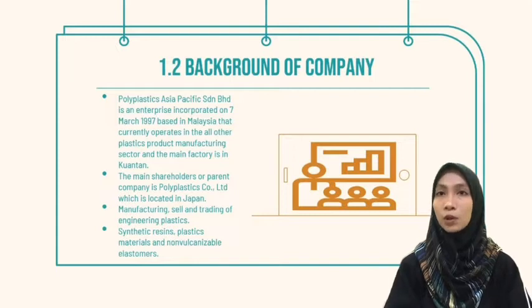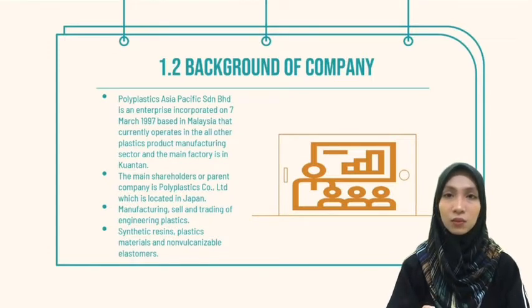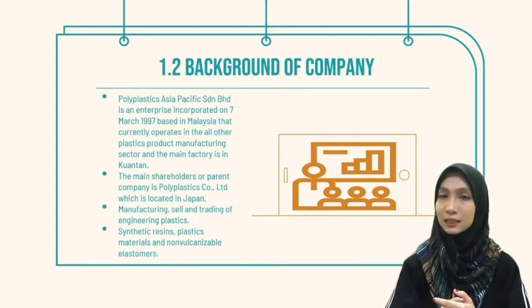Background of company. Polyplastic Asia Pacific Sdn Bhd is an enterprise incorporated on 7 March 1997, based in Malaysia, that currently operates in the all other plastic product manufacturing sector, and the main factory is in Kuantan. The main shareholder or parent company is Polyplastic Co Ltd, which is located in Japan. The nature of business is manufacturing, sale, and trading of engineering plastic. The company's line of business includes the manufacturing of synthetic resin, plastic material, and elastomers.